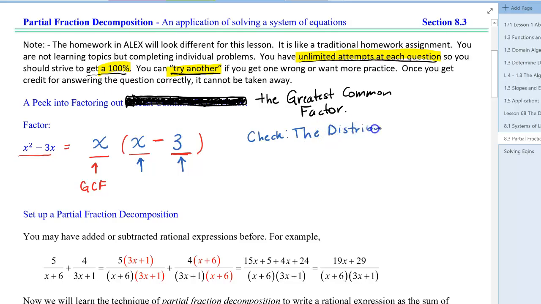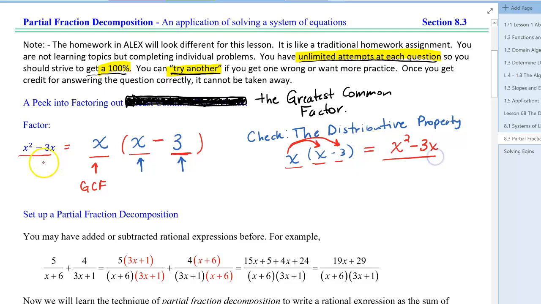So in other words, if I took x times x minus 3 and multiplied these two factors like we have been, remember the distributive property says I have to take this term and multiply it by both terms inside. So x times x will give me x squared, and x times negative 3 will give me negative 3x. So since I wound up where I started, that means I have factored it correctly.